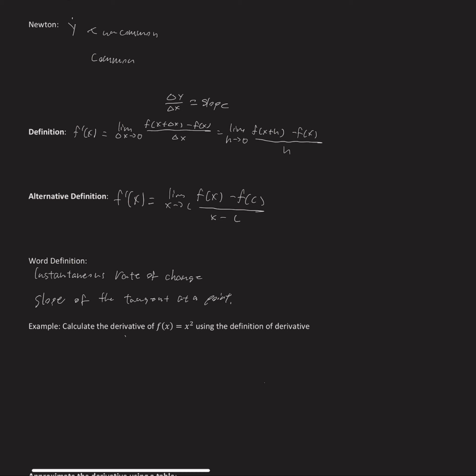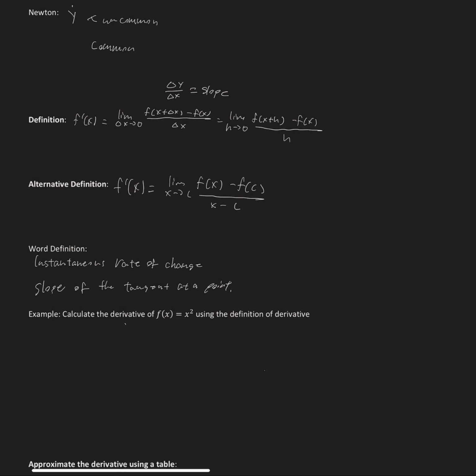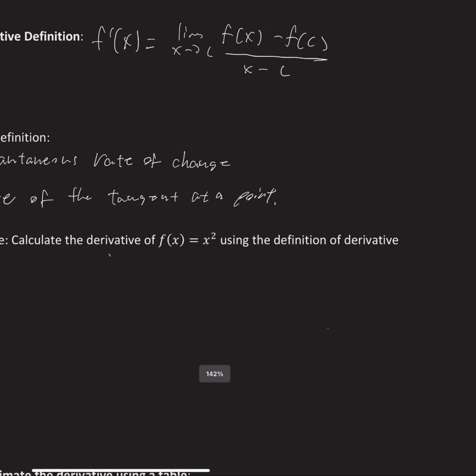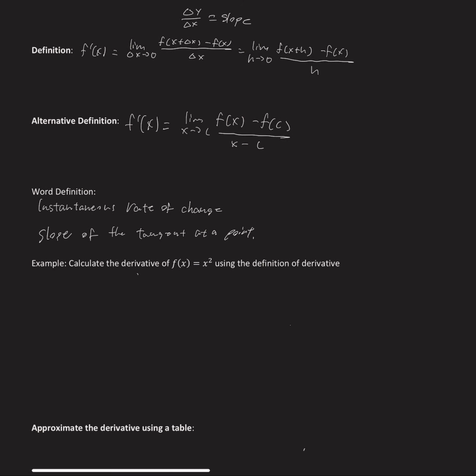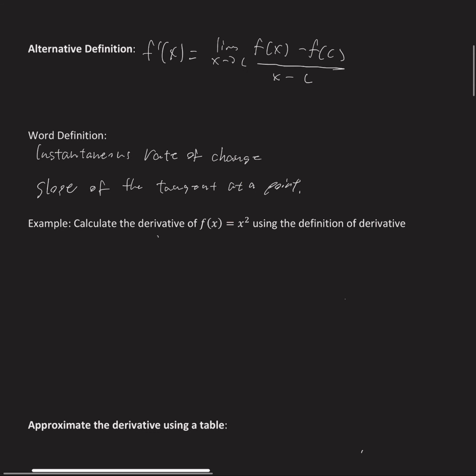Okay, let's talk about using the definition of derivative to calculate the derivative of x squared. So we will use the most common definition, which is the first one here. And I want to use h because it's a little bit shorter. So the limit as h approaches 0. f of x plus h is x plus h squared. You're basically substituting x with x plus h, and minus our f of x, which is x squared, and all divided by h.